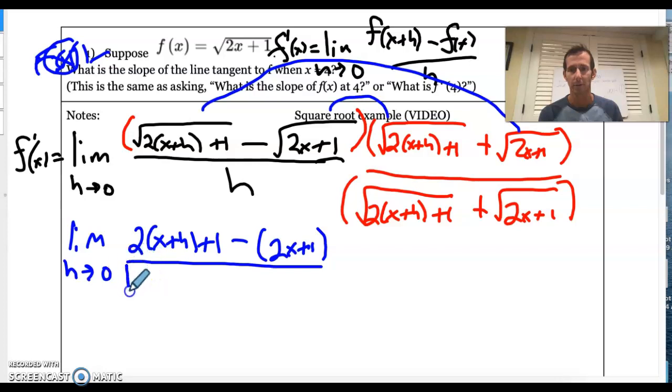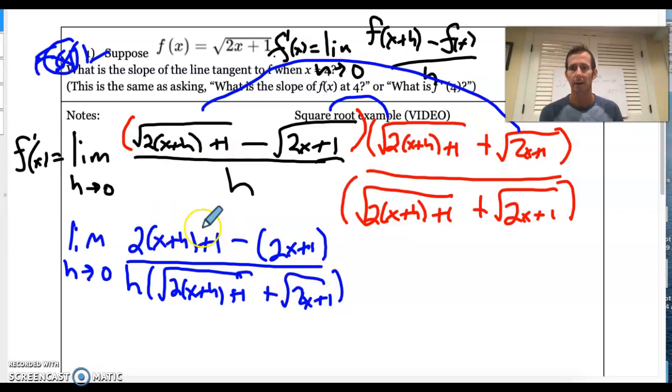Now the bottom is where the mess lives. All of this is still down there with that h. So I'm going to put that in parentheses, and then the square root of 2 times the quantity x plus h, plus 1, plus the square root of 2x plus 1.